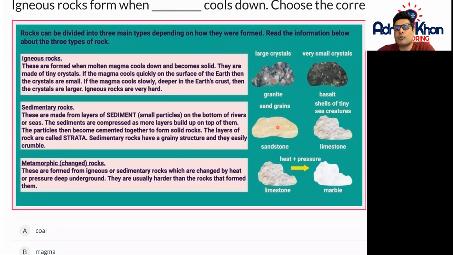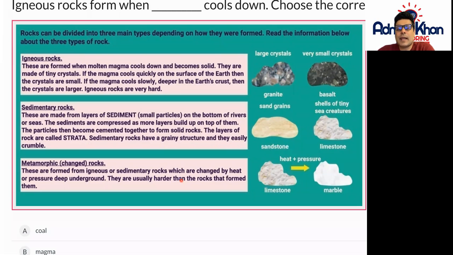So these are examples of sedimentary rocks on the right. Sandstone is an example, and limestone is another example. Examples of igneous rocks are large crystals such as granite and very small crystals such as basalt.